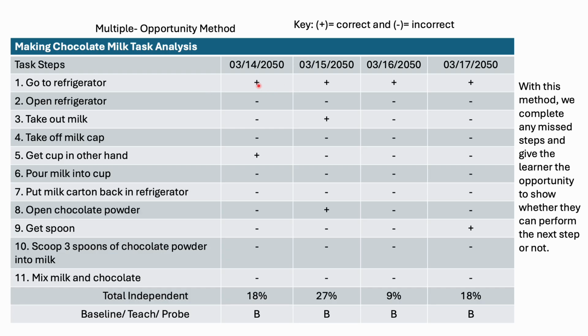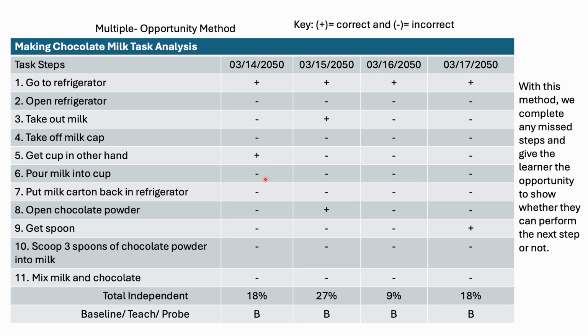But with the multiple opportunity method, basically, if the learner can do the first step, we mark it as a plus. Now, let's say we get to the second step, the learner can't do it. Okay, I'll do it for them. And then that way they get the opportunity to practice step 3, and I can assess whether they can engage in step 3 or not. And in this case, they couldn't. So then I will complete that step for them, then allowing them to complete step 4. If they're not able to, again, I will complete it for them, which then gives them the opportunity to practice step 5. Okay. Oh, but look, they could do step 5. So we get to mark that independent.